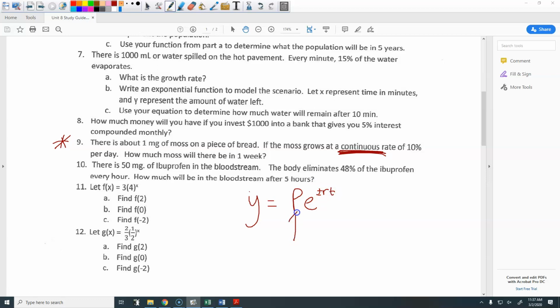Okay? Now on these ones, the P represents once again the starting amount. The plus and minus, once again, represents increase versus decrease. The R represents the growth rate. The T represents time. Okay? So, let's go ahead and see what we can work out here.